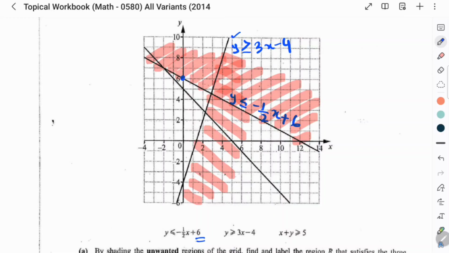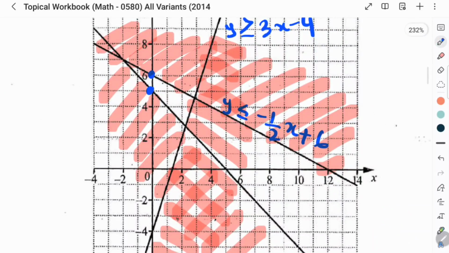The last line is x plus y is equal to 5. All right, so x plus y is equal to 5 means obviously this is the line where the gradient is negative and the y-intercept is greater. So I'll shade the region below the line. Okay, so here this is your region in the middle.